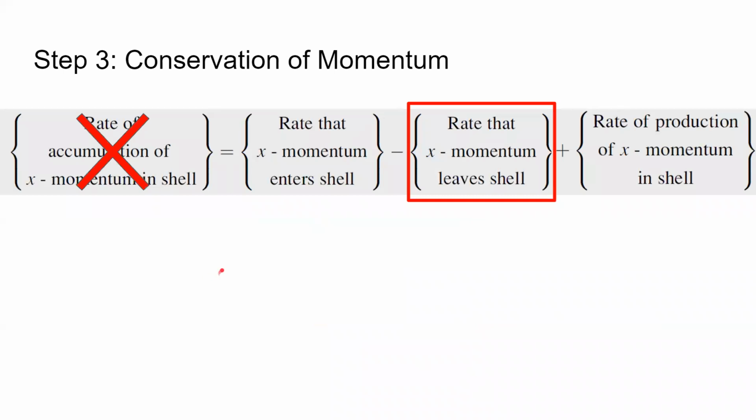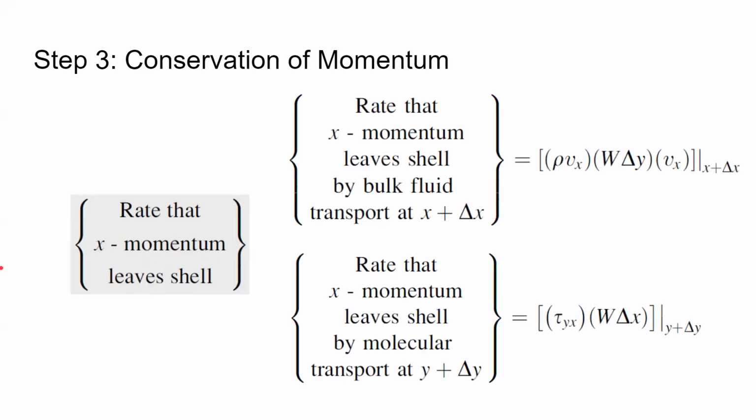Great, now let's take a look at this next term right over here, the rate that the x momentum leaves the shell. Well, as we can see, it's very similar to the rate that it enters, but we actually accounted for the exit area, right? Location x plus delta x, if we remember that box we saw earlier, right? X plus delta x is on the right side face of the box. So again, we have rho times velocity times cross-sectional area at x plus delta x. So this is something we know through bulk flow.